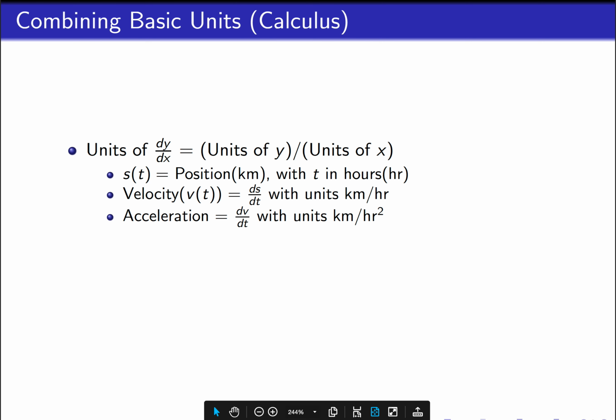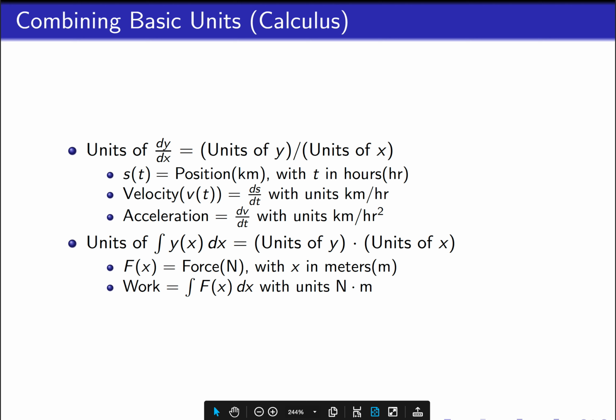With integration, the opposite happens. We multiply the units of the dependent variable by the units of the independent variable, as opposed to divide with derivatives. So the units of the integral of y with respect to x would be the units of y times the units of x. So for example, let's consider force as a function of space. Force is in units of newtons, and x, our space variable, will be in units of meters.